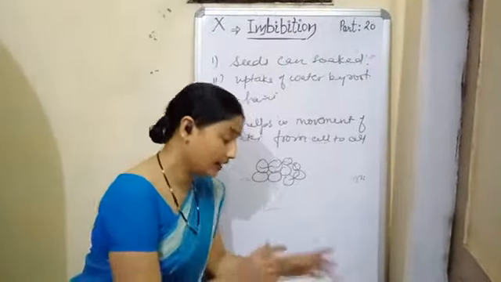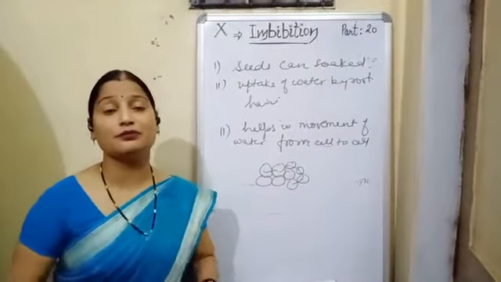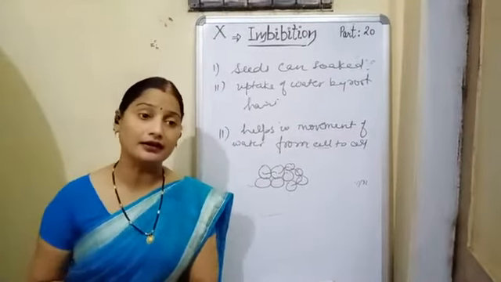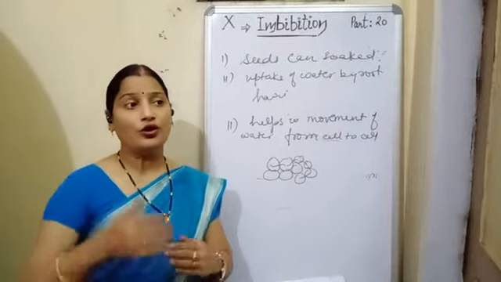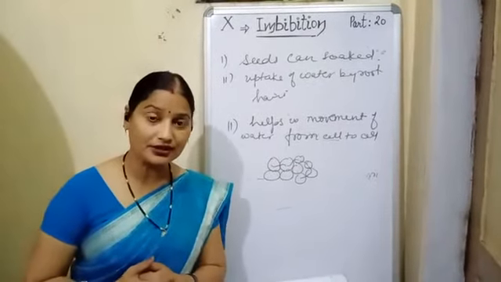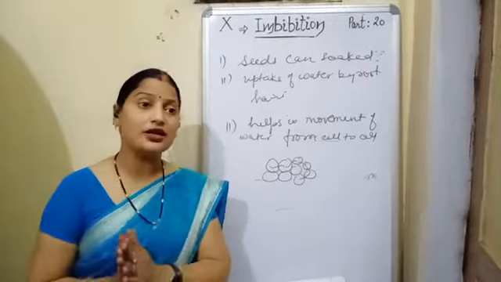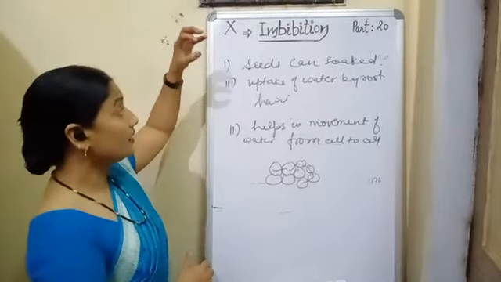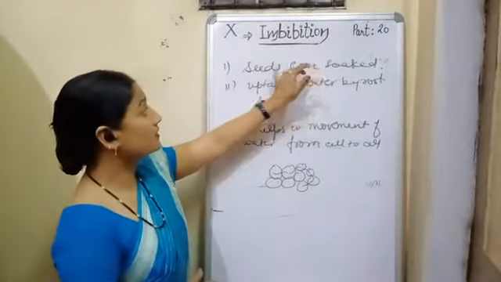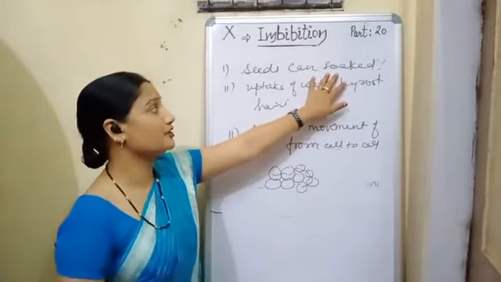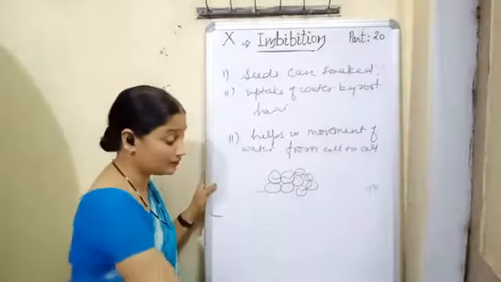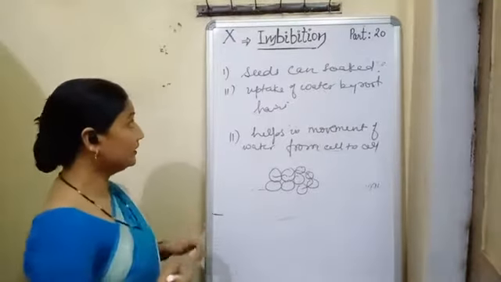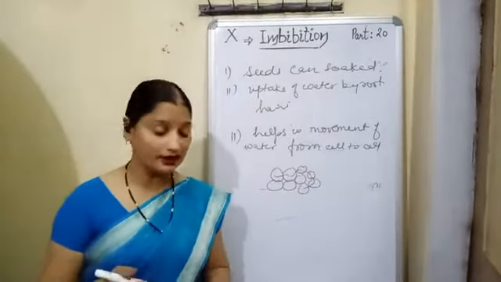Now see what we have seen in case of imbibition, that is, it is an adsorption of the water molecule on the colloidal substances, and this imbibition helps in soaking of the seed, number one. Then it helps in the movement of water from cell to cell. Clear? Now our next topic will be diffusion.